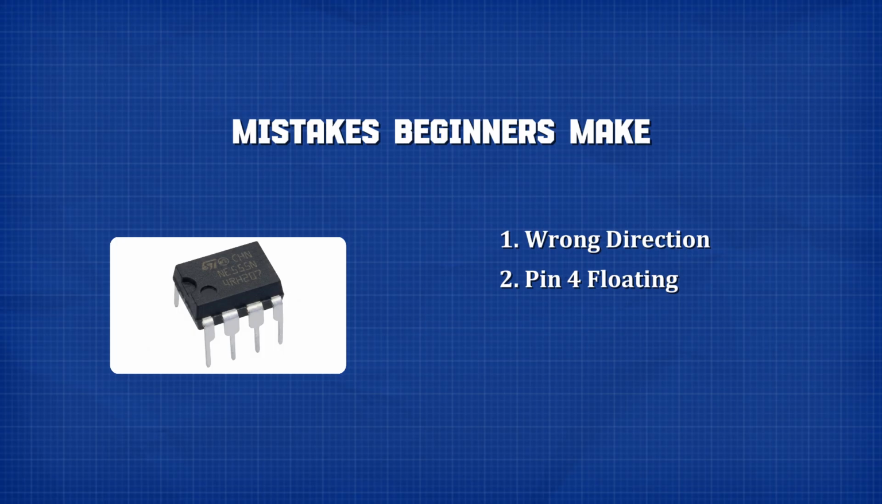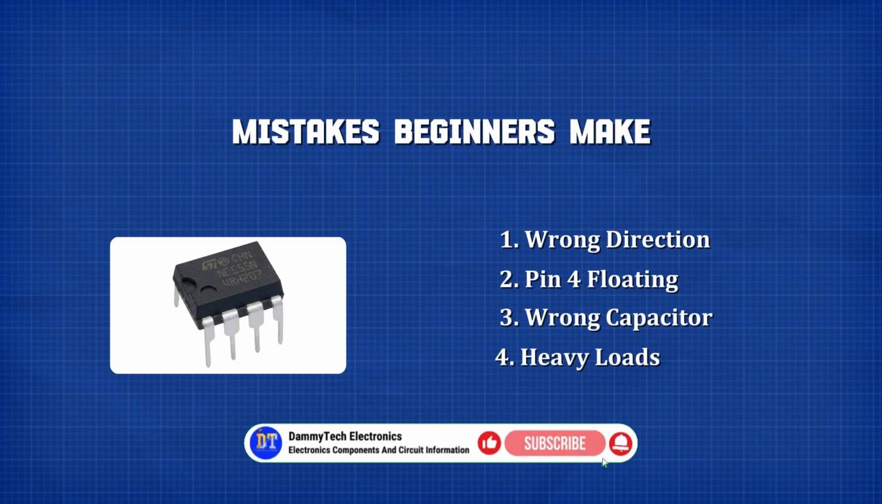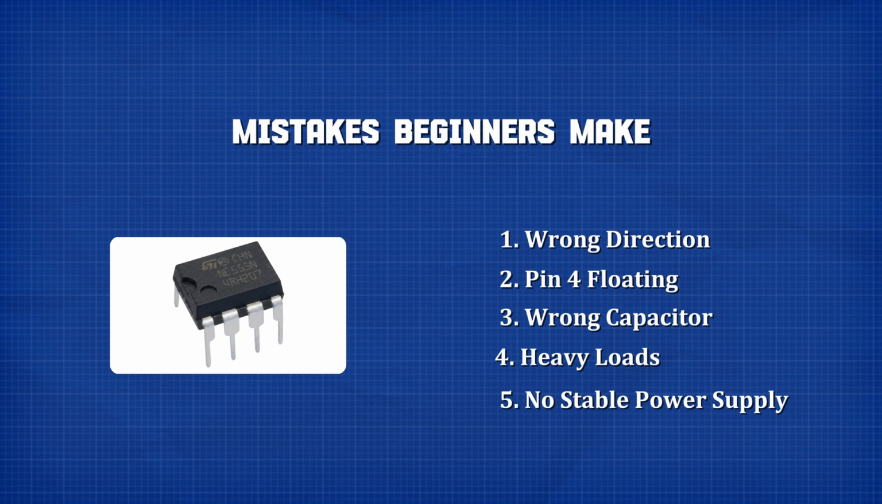The third mistake is using the wrong capacitor value. If the capacitor is too small, the timing may be too fast. If it is too big, the timing may be too slow. The fourth mistake is expecting the 555 timer output to power heavy loads directly. The output pin can drive small loads, but for bigger loads like motors, relays, transformers, or high current circuits, you need a transistor or MOSFET. The fifth mistake is not using a stable power supply. If your supply is noisy or weak, the 555 timer may behave strangely.